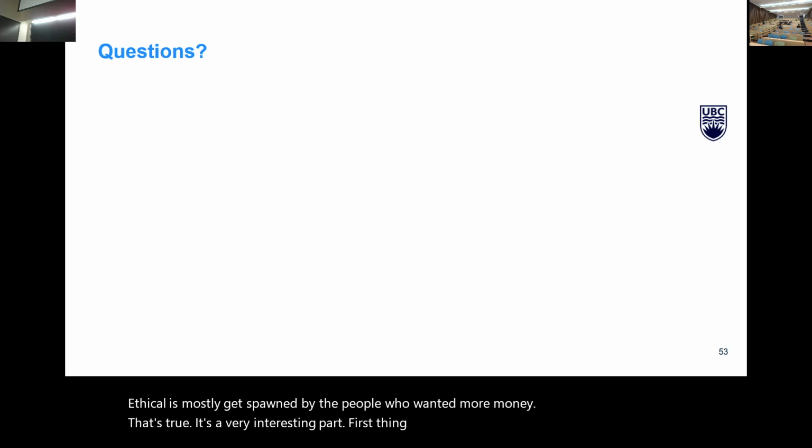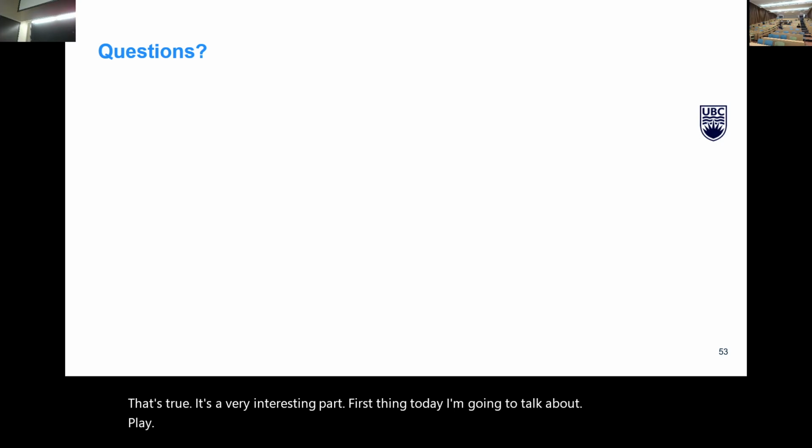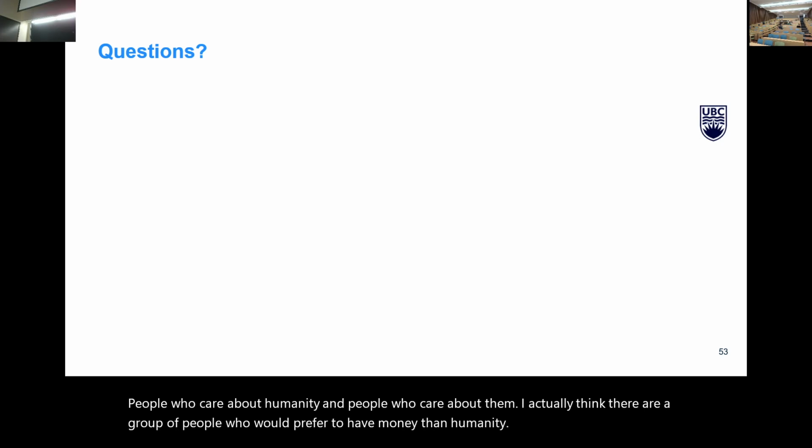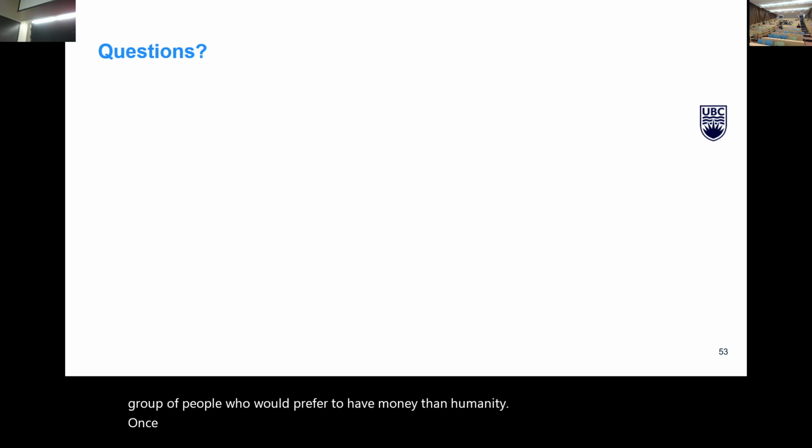Of course, then today I just saw an article for class that said that we have more to worry about rogue viruses than rogue AIs at this point. That's a little disturbing, isn't it? I think the brouhaha with OpenAI this last week indicates that there is a very interesting tension, that's a nice polite term, between the balance of people who care about humanity and people who care about money. I actually think there are a group of people who would prefer to have money than humanity. I won't point any fingers or name any names, Elon Musk, but you get the idea.